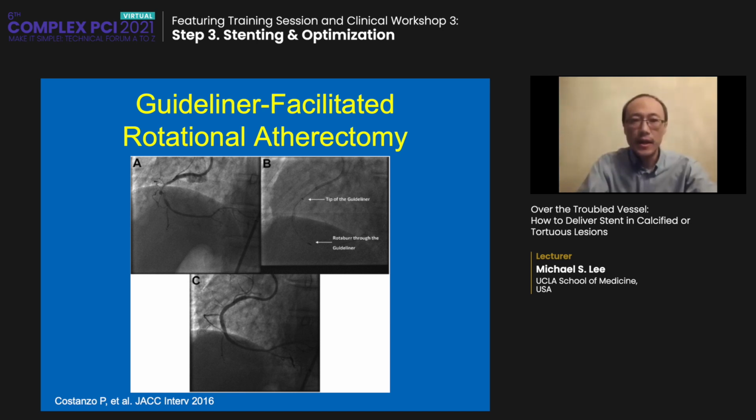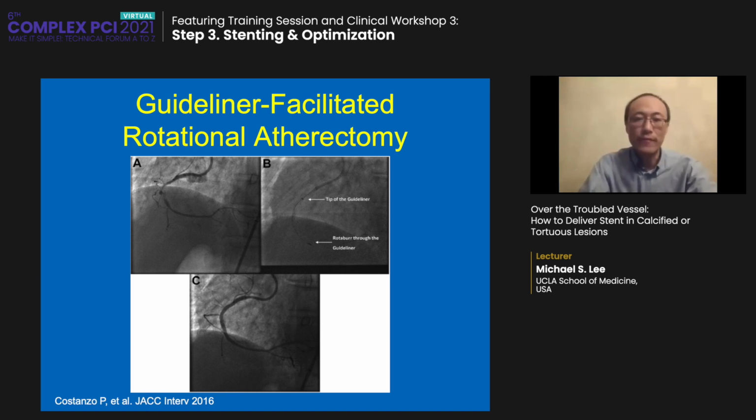This is the guide liner being used to facilitate rotational atherectomy delivery. So you can see that there's a severe focal stenosis in the mid-RCA. In order to help facilitate delivery of the rotational atherectomy burr, a guide liner was advanced proximal to the lesion. The guide catheter was pulled back to allow for a more coaxial delivery.